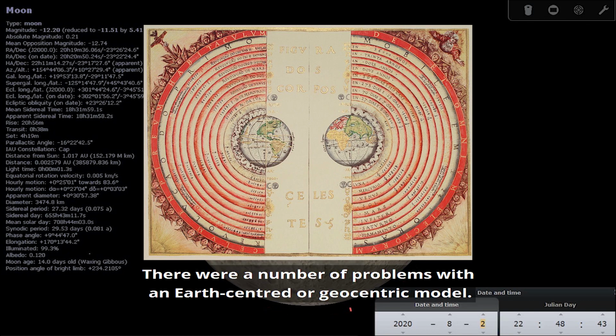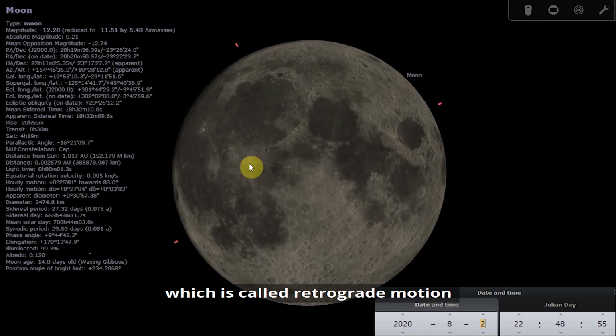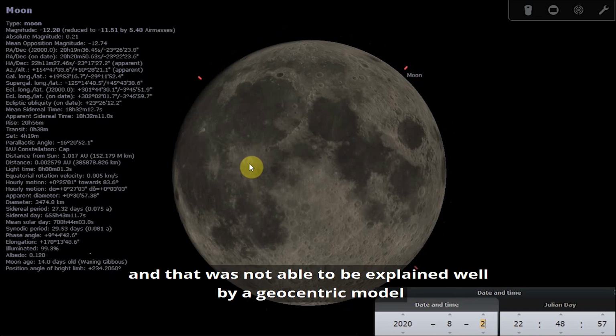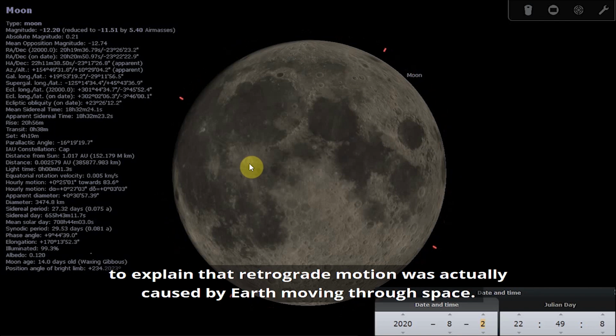And there are a number of problems with an Earth-centred or geocentric model. One of them is that some planets occasionally appear to move backwards in the sky, which is called retrograde motion. That was not able to be explained well by a geocentric model. Copernicus was able to use his sun-centred or heliocentric model to explain that retrograde motion was actually caused by Earth moving through space.